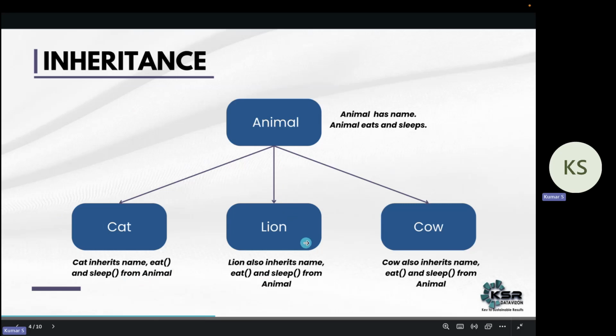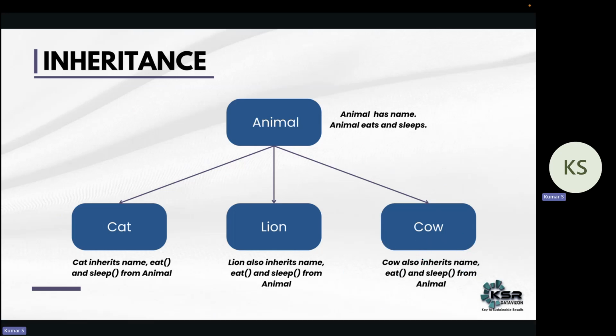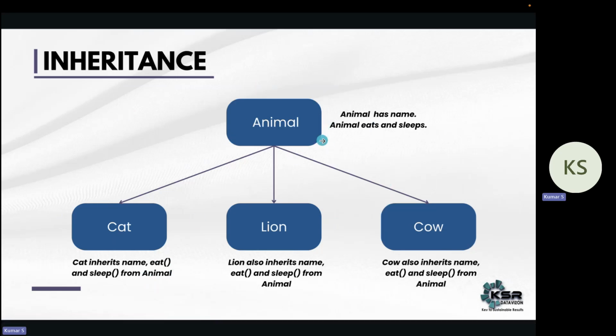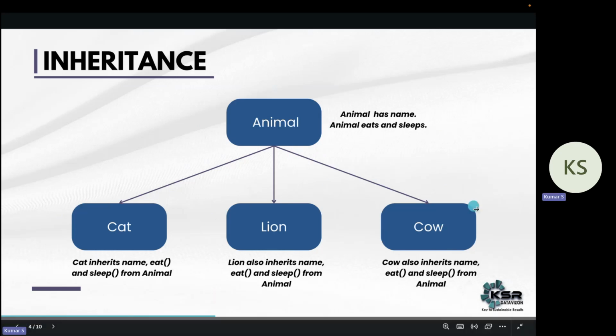Similarly, you can create a lion class. Lion also inherits the same thing. And you can create a cow class. Cow also inherits the same thing. So what have we done? This inheritance allows us to utilize the functionality of animal class in this cat class. So we have declared two functionalities, eat and sleep, and we have also declared name. This can be utilized in cat class, lion class, and cow class. This process is called inheritance. Now here, this animal class is called parent class. These classes are called child class.